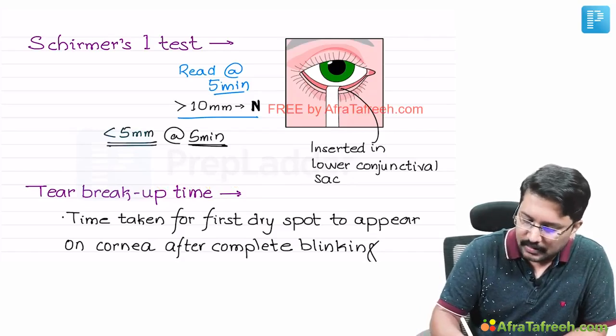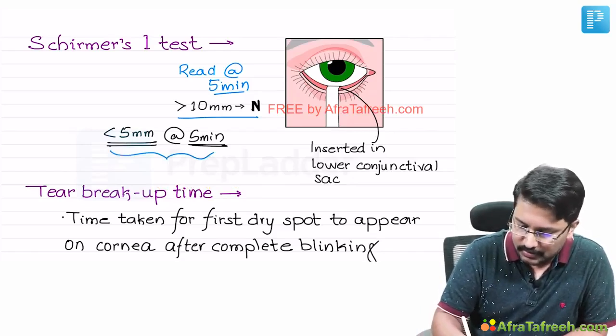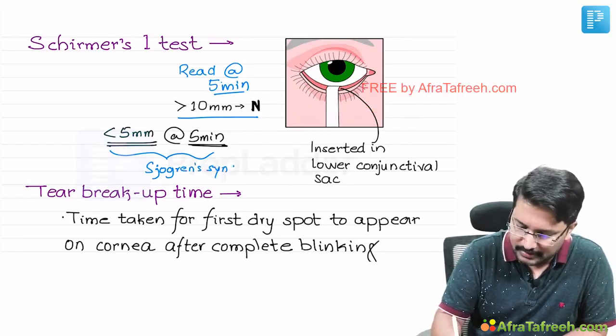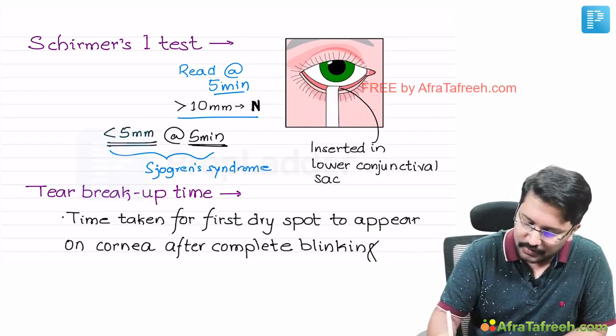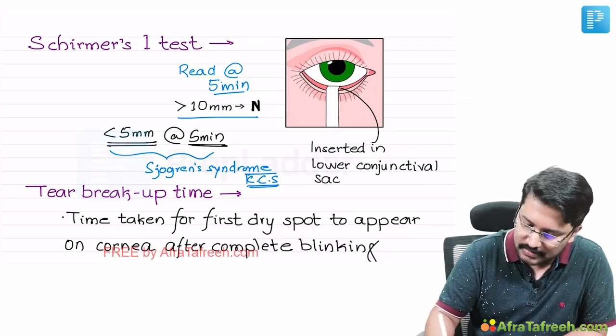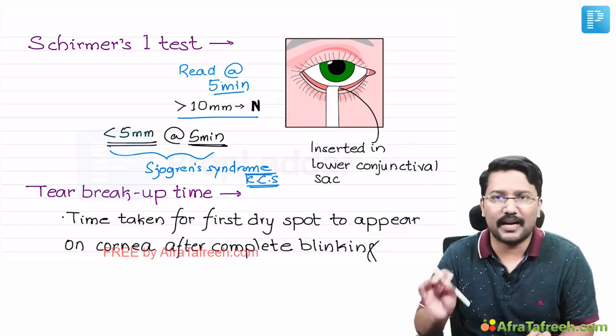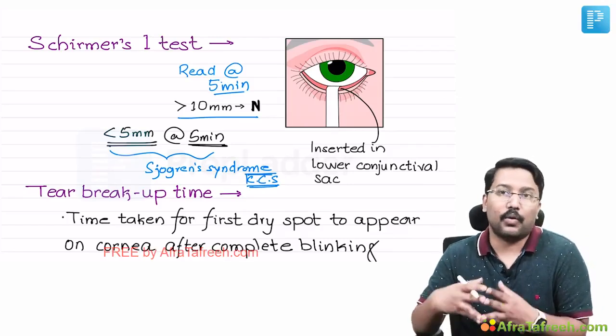That satisfies the criteria for the diagnosis of Sjogren's syndrome. Or okay, I shouldn't call it Sjogren's syndrome as of now. You can say that satisfies the criteria for diagnosis of keratoconjunctivitis sicca. Less than 5 millimeters at 5 minutes. Okay. Now, what else can we do?